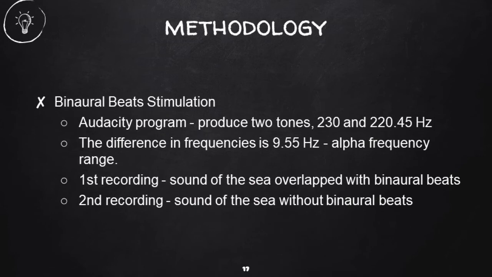A software program called Audacity will be used to produce two tones, which are 230 Hz and 220.45 Hz. The difference in these two frequencies is 9.55 Hz, which falls in the alpha frequency range. This binaural beat will help to stimulate alpha waves in the brain. Alpha waves are associated with being in a state of relaxation while being awake. Two types of recording will be used in this study. The first recording is the sound of the sea overlapped with binaural beats, while the second recording is the sound of the sea without binaural beats.